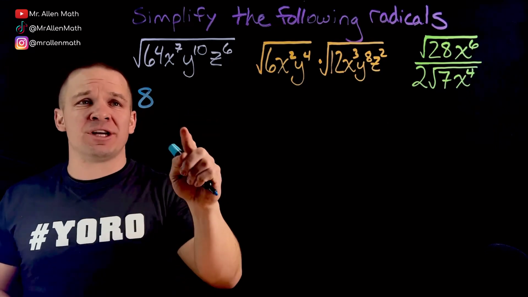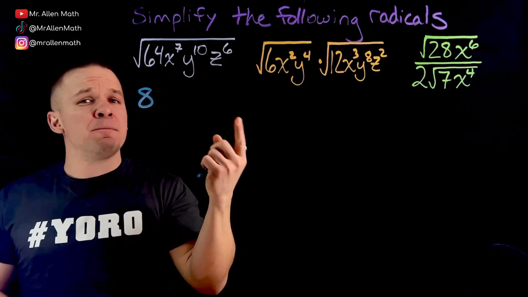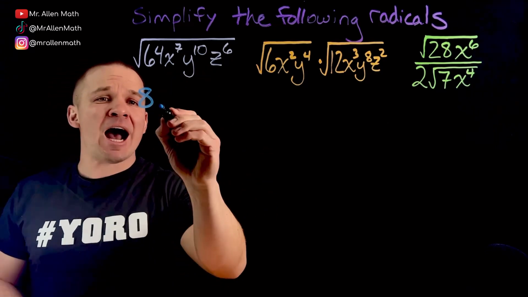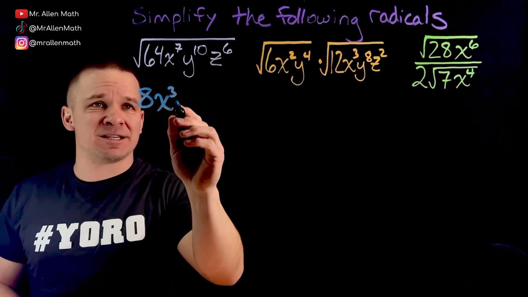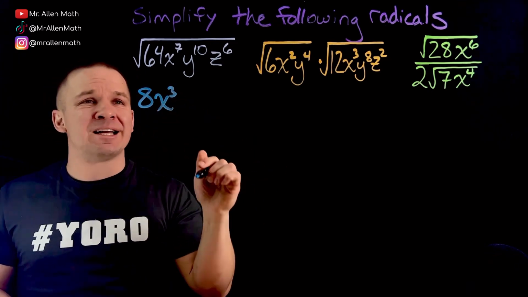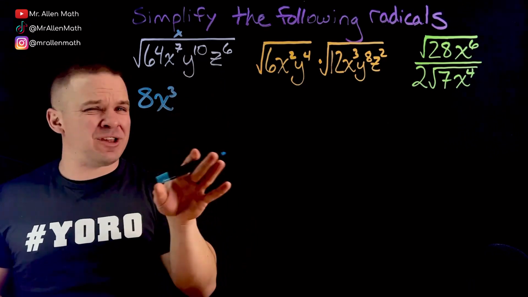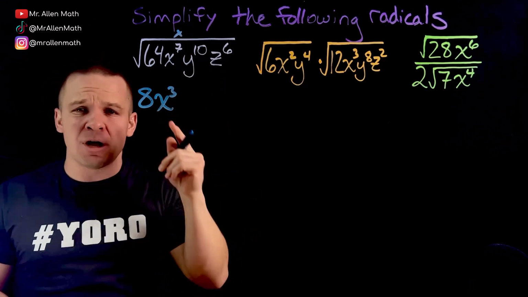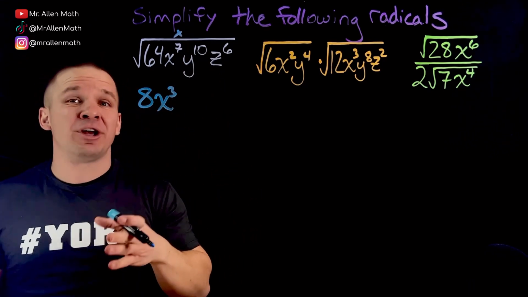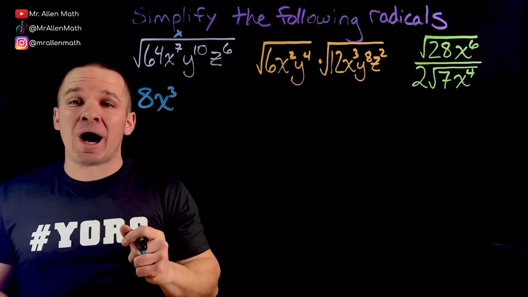Now, the next question is, we have x to the 7th. How many pairs of x's can come out? I can take out 3 pairs of x's, and that leaves me with 1 behind. I like to just jot it down up here. That's not an official mathematical notation, but it reminds me that's going to go in the radical in my final answer. Then I have y to the 10th.